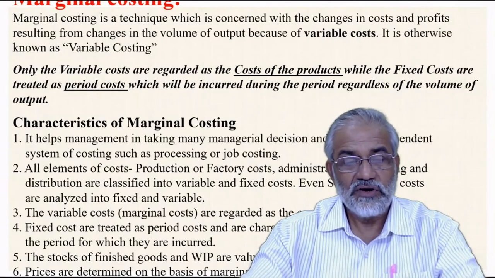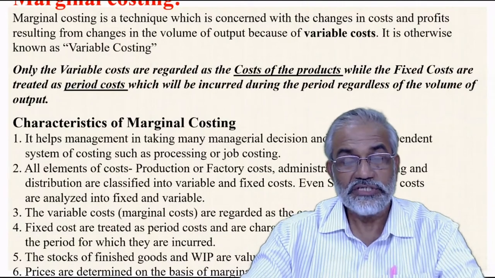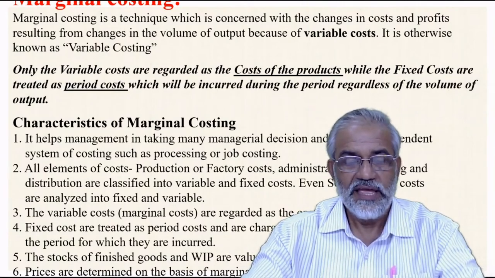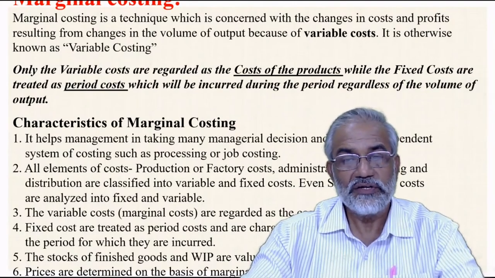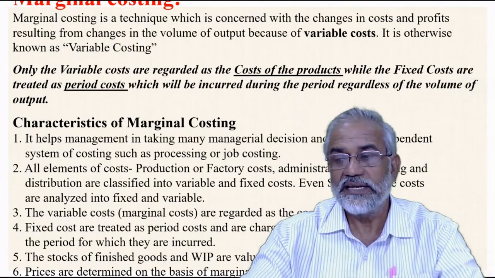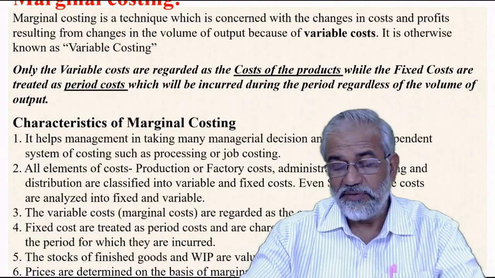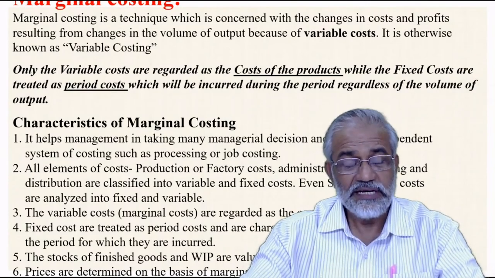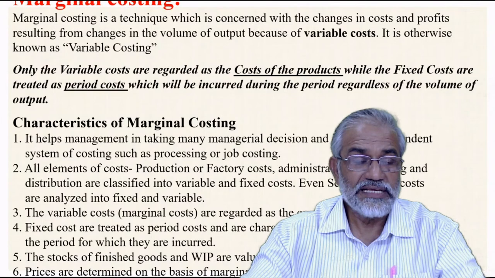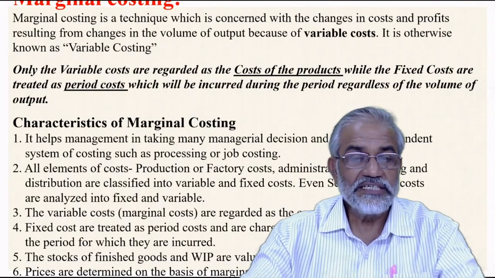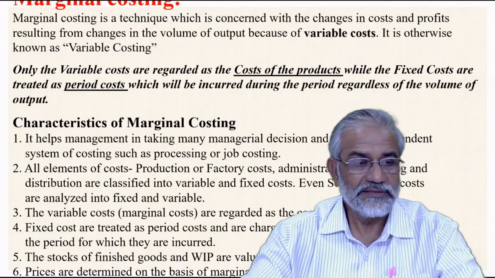The variable cost or the marginal costs are regarded as the cost of the product. The cost of the product means the variable cost. And the fixed costs are treated as the period cost and are charged to profit and loss account for the period for which they are incurred. It may be for a month, a quarter, a half year, or a year. So accordingly, it will be debited to the profit and loss account of the organization for determination of the profit and loss of the organization. It has nothing to do with the cost of the product.